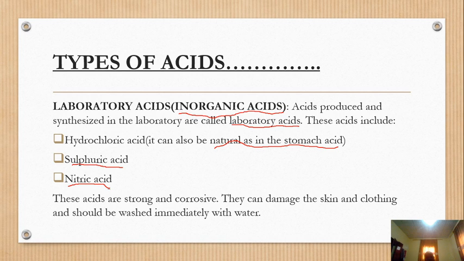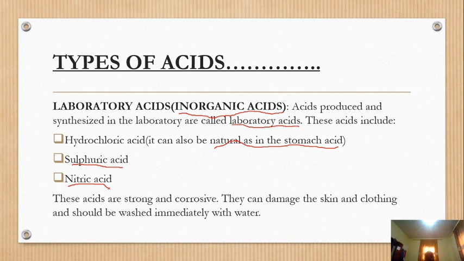Corrosive means they can cut things into pieces. For example, if you take a piece of cloth or metal or paper and put it in one of these acids, it will be completely dissolved. They can damage the skin. That's why they are corrosive, and clothing should be washed immediately with water.